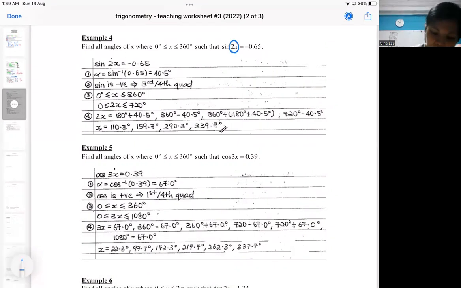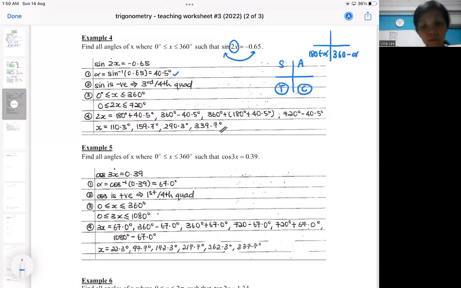So I will still do a sine inverse, ignoring the negative, to get my basic angle. And I still do my normal ASTC. Sine is negative in the third and fourth quadrant. And this is in the degree mode. So it should be 180 plus alpha and then 360 minus alpha. So I'm still in my third and fourth quadrant.